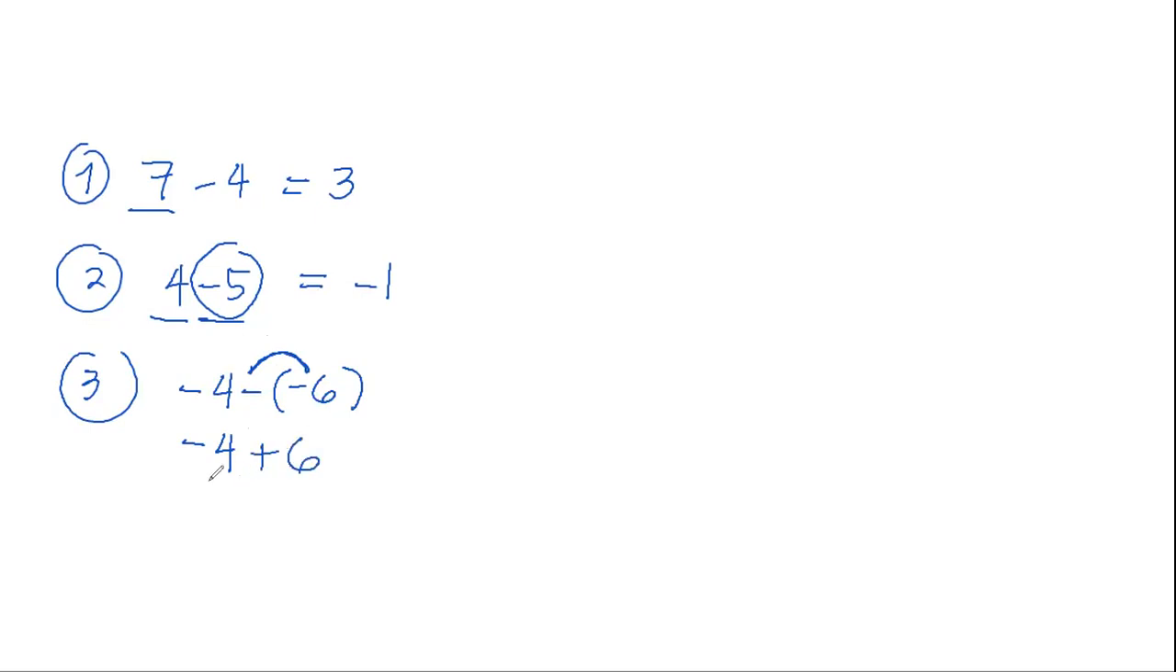Now we proceed to the rule in adding. They have different signs. So remember, different signs subtract. We subtract them. 2. The sign of the greater number is positive. So the answer is positive 2. Let's go to number 4.